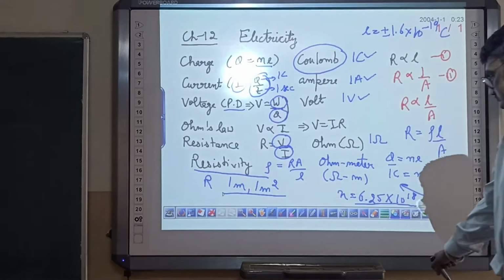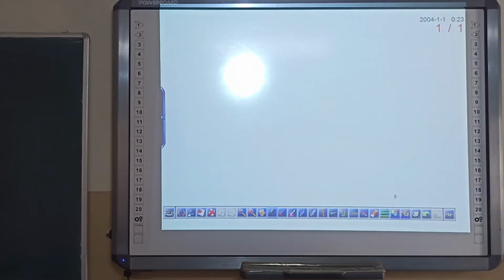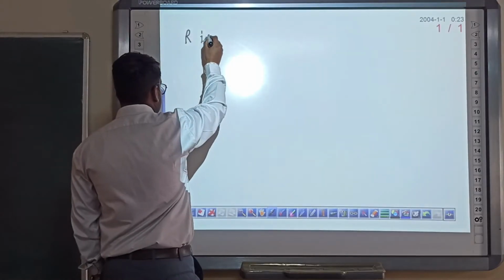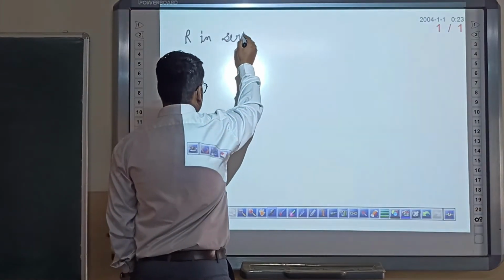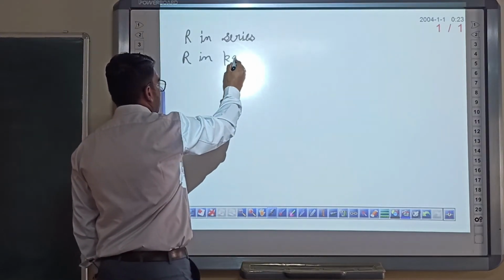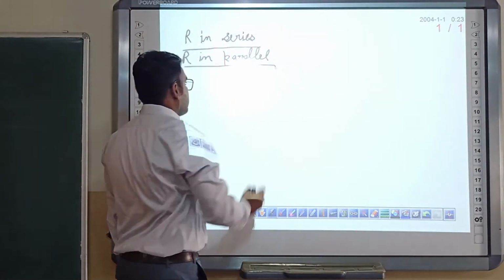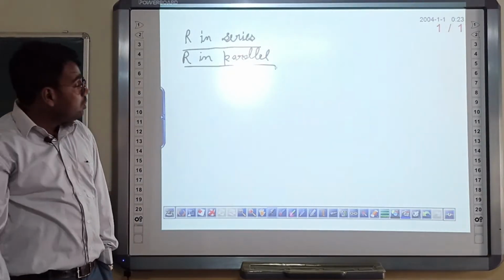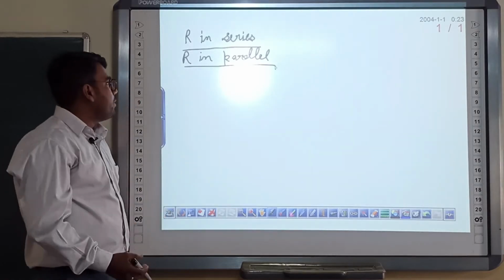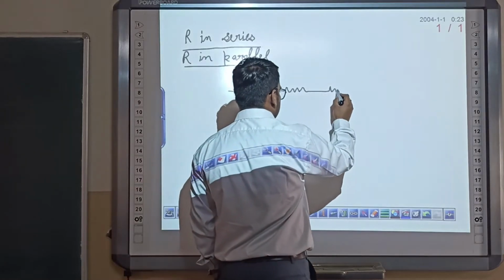Now our next topic is how we connect resistances in series and parallel. Let us discuss series and parallel. First, resistance in series, and then resistance in parallel. What do you mean by connecting resistances in series? That means we connect all the electrical devices so that they can be operated by a single switch. Let us make a diagram to understand this.